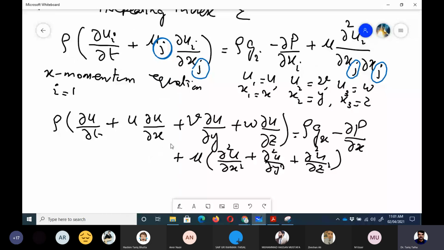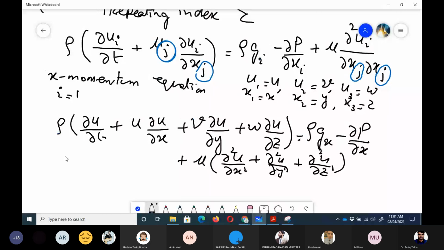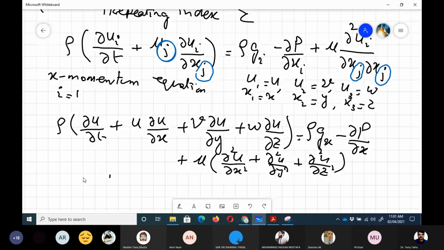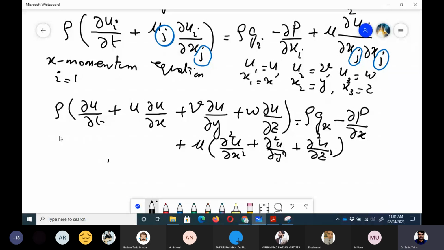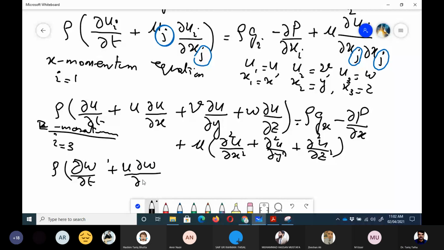Now if we want to write W momentum equation, so for W momentum equation, I would be equal to 3. Then we put I is equal to 3. Again, rho into when U3 means W, partial W upon partial T plus, now there is summation. So here j is equal to 1, so u into, now I is equal to 3, so it would be partial W divided by partial x, right?